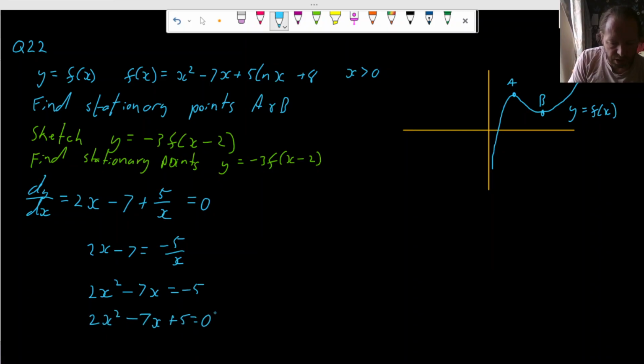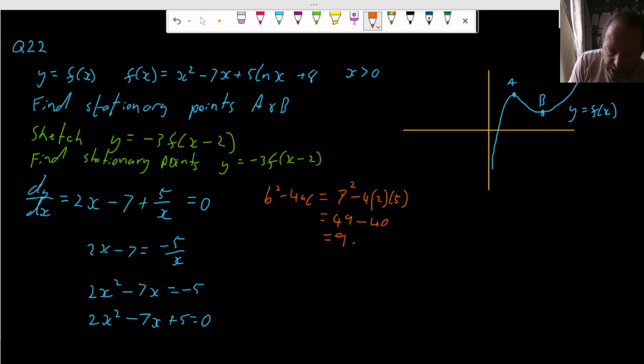Now that we've got a quadratic, we can look at solving it using the formula. So let's go with b squared minus 4ac, which would be equal to 7 squared minus 4 times 2 times 5. 49 minus 40, so 9. And the square root of 9, of course, is plus or minus 3.